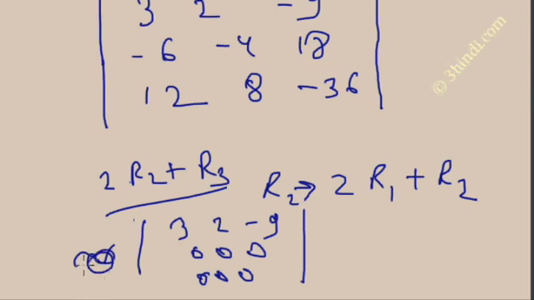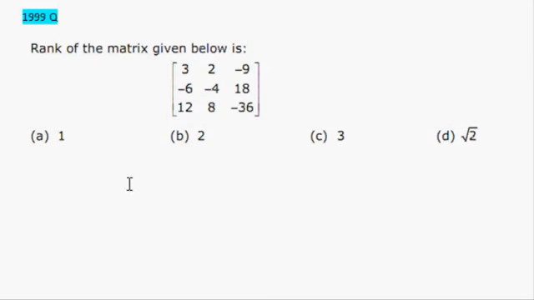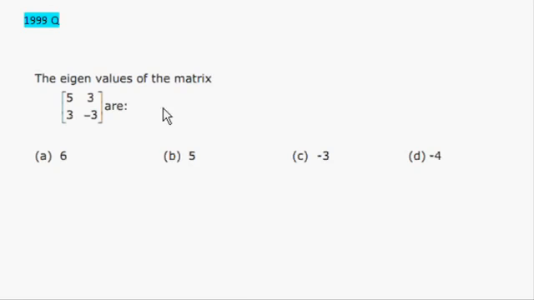So here you see two rows are 0 only, so the rank is 1. Rank is equal to 1. So in this, the rank of the matrix is 1, option A. This is the 1999 question.